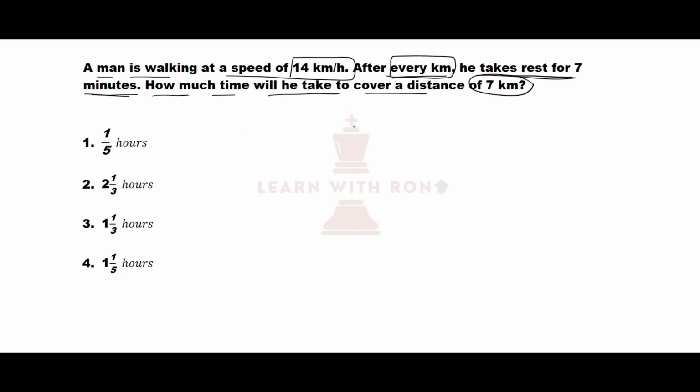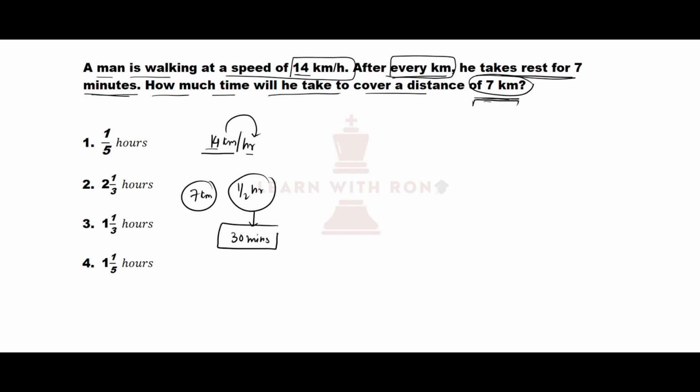Okay, first let us calculate the time taken to cover the 7 kilometers without rest. See here, tell me the meaning of 14 kilometer per hour here. It is nothing but he can travel 14 kilometers in 1 hour. So we need to travel only 7 kilometers, which is half of the distance of 14 kilometers. 14 kilometers can be traveled in 1 hour, means 7 kilometers can be traveled in half an hour, right? So half an hour is nothing but 30 minutes. Means if he did not take any rest, he can cover the 7 kilometers in 30 minutes.